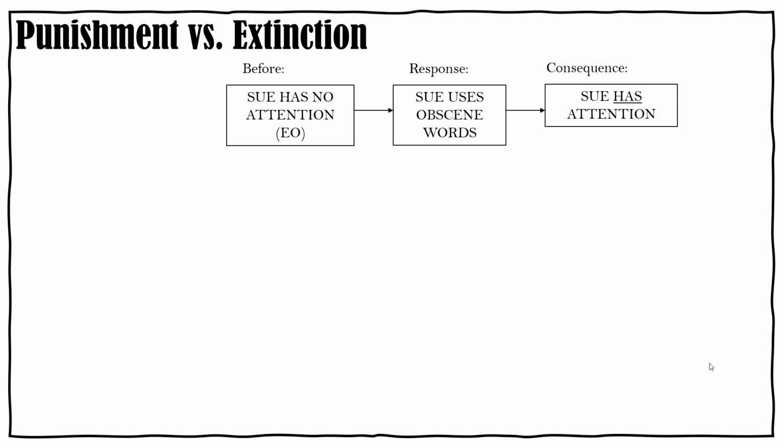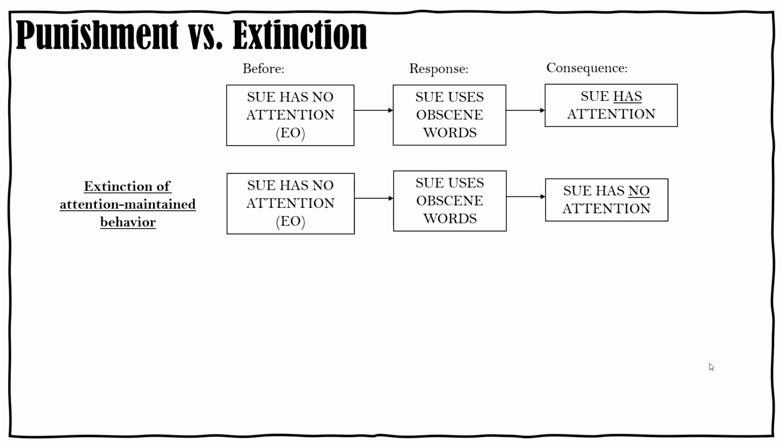So let's look at this contingency. Before, Sue has no attention. She uses those obscene words, and her mom gives her attention. So if we talk about extinction, remember with extinction, you are no longer providing this reinforcing consequence. So with extinction, she has no attention, she engages in those cuss words, and her mom ignores her, does not provide her with that attention. So this reinforcing consequence is not being given.